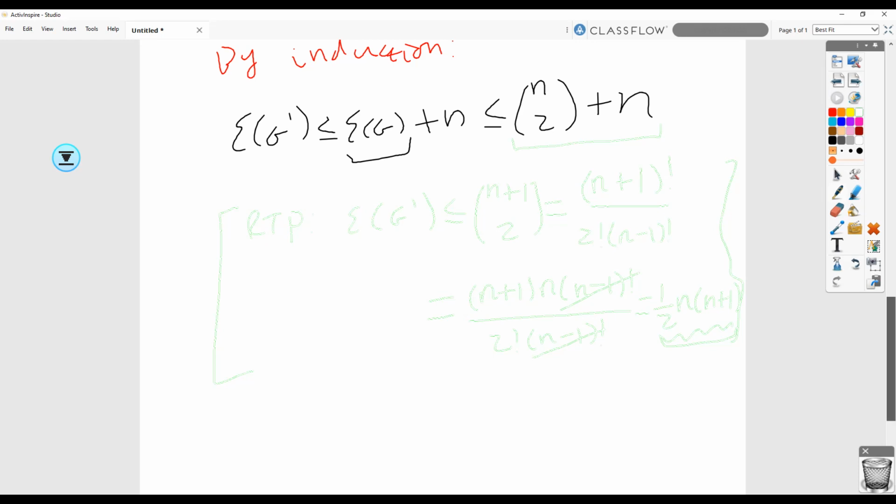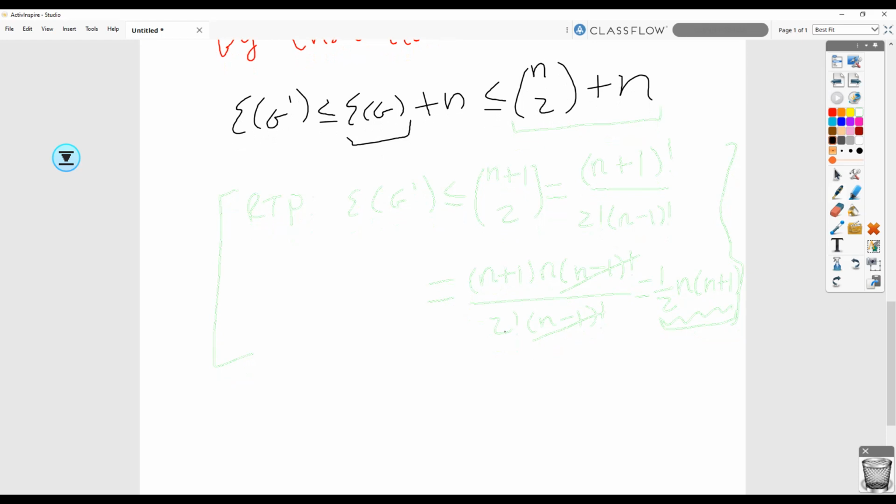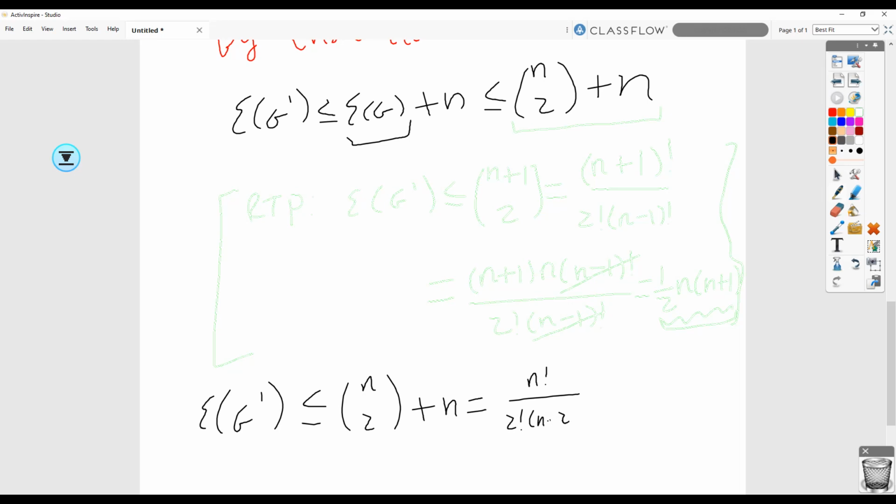So let's go back to E of G dash. So E of G dash is, we know by the induction hypothesis, less than or equal to n choose 2 plus n. And let's simplify this down. So n choose 2 is n factorial over 2 factorial times n minus 2 factorial. And I have my plus n on the end.